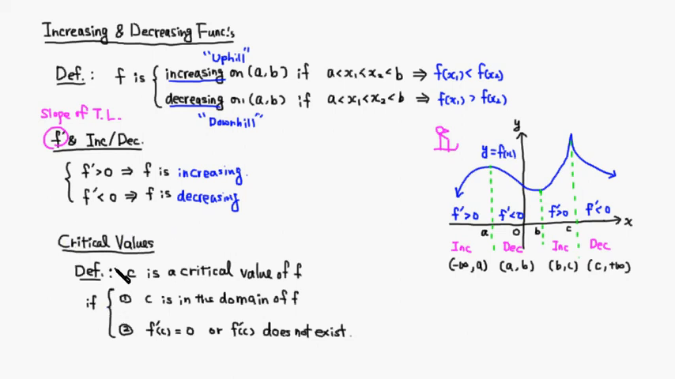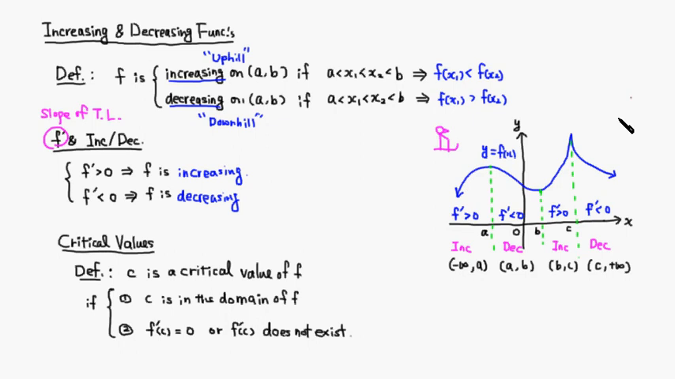So here's the definition, right? Definition. C is a critical value of function f if, first condition, C has to be in the domain of f, right? So C has to be a value inside the domain of the function. And 2, either derivative at c is equal to 0, or derivative of the function at c does not exist. Right? So then we call c a critical value of f.